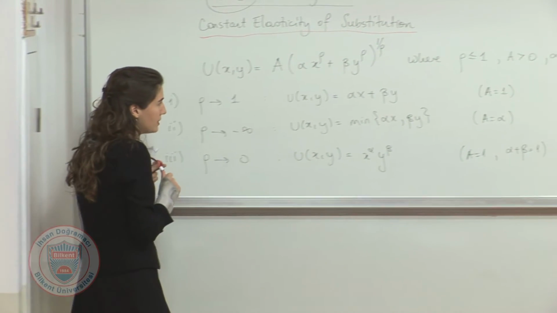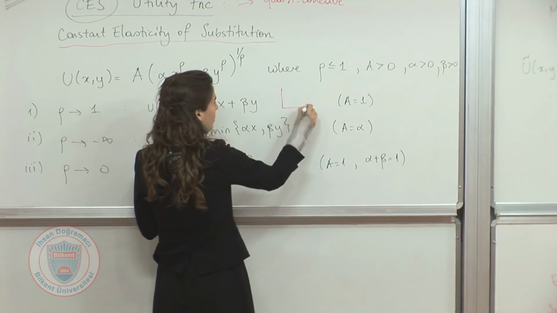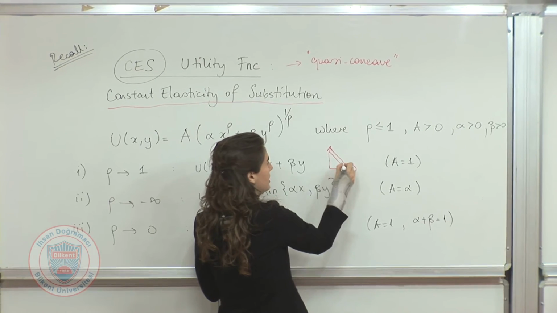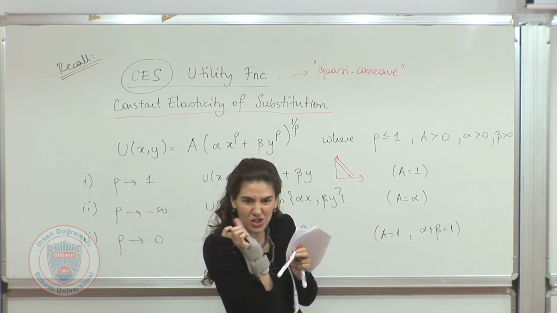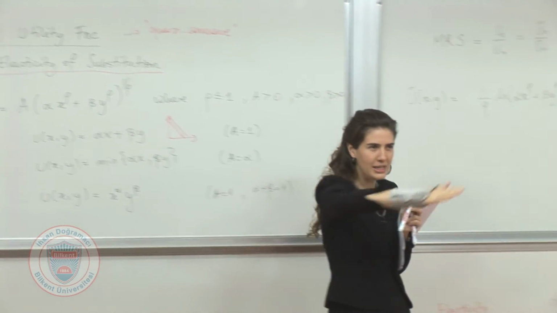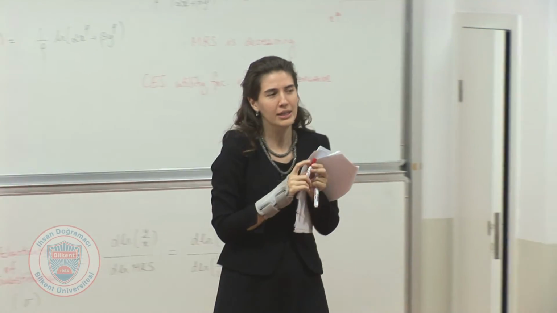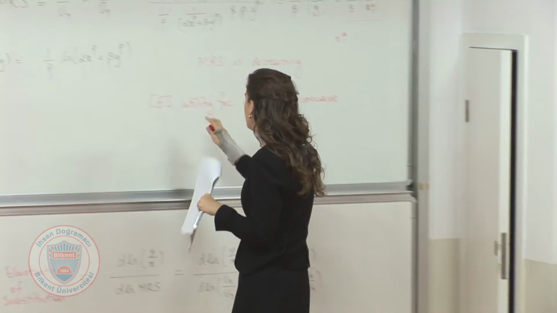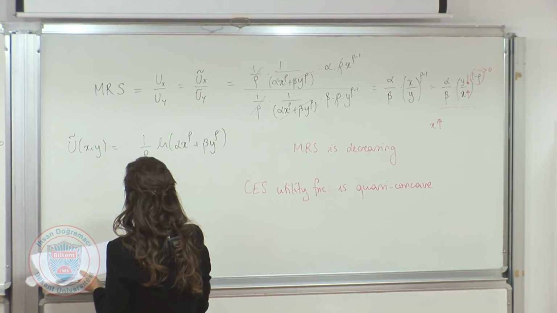Perfect substitutes, for instance, you know the indifference curves are like this, so it has flat portions, right? For strict, we want Cobb-Douglas style indifference curves. We didn't want flat portions, right? So just keep in mind that the CES utility function is quasi-concave.